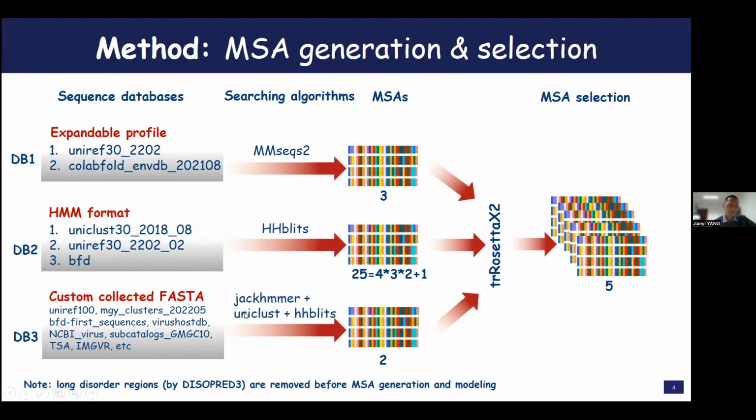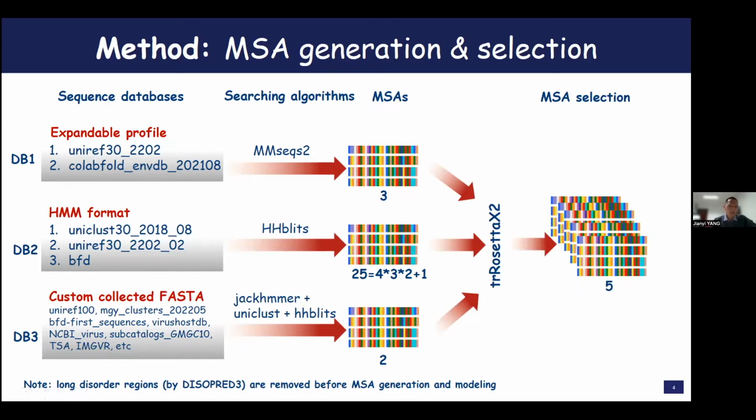In the CASP15 experiment, we collected three different databases for generating MSAs. The first two are standard ones. The first one is from ColabFold. They use the expandable profile and then search by MMseqs2. And the second one is the standard one from the HHblits package. We have three databases here: the first is UniClust30, the second is UniRef30, and the last one is BFD.